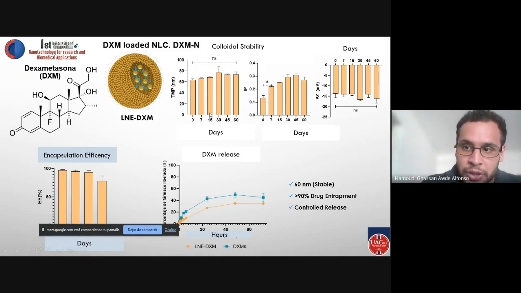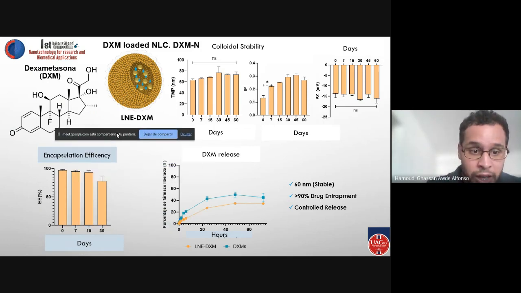As we see, we have good colloidal stability, at least for the first 60 days of analysis. Also, we have a high drug encapsulation efficiency, close to 100%. Also, we realized that DXM, or dexamethasone, release was controlled in comparison with dexamethasone alone, meaning that we had a good nanoparticle with 60 nanometers of size, high drug entrapment, and controlled release.